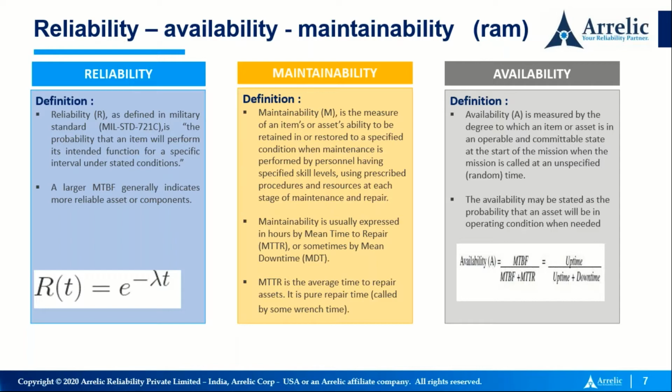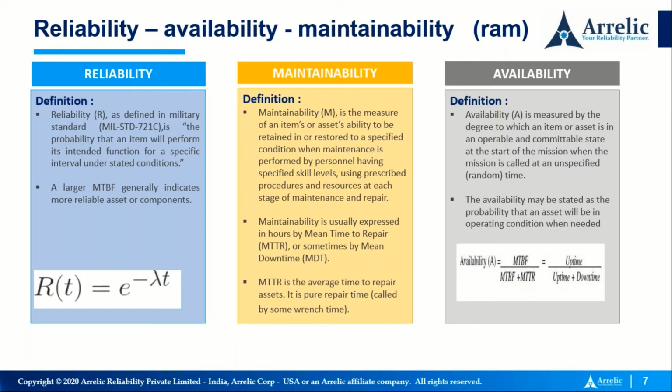Definition of maintainability, the same as we read earlier, and maintainability is usually expressed in hours by mean time to repair, sometimes by mean downtime. And MTTR is the average time to repair assets. It is pure repair time, called by some wrench time.